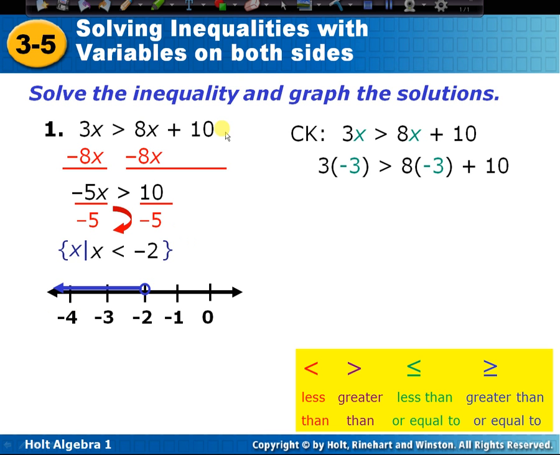So again, I'm going to go back to the original inequality, just like I always do when I check. And instead of x, I'm going to plug in negative 3. And I'm going to see if this turns out to be a true statement. 3 times negative 3 is negative 9, which is greater than 8 times negative 3, which is negative 24, plus 10. So I have negative 9 is greater than negative 14. And that's a true statement because you would much rather owe somebody $9 than owe them $14. So that checks out. Now I've solved it, set it, graphed it, and checked it. Make sure you have all of that down before you move on.